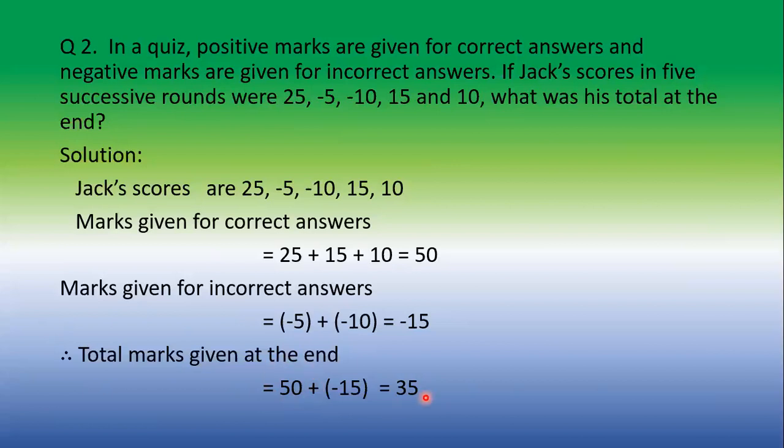One integer is positive and the other one is negative. So we will take the absolute values, 50 and 15. Difference is 35. Bigger integer is positive. So the answer is positive. So his total score at the end of the competition is 35.